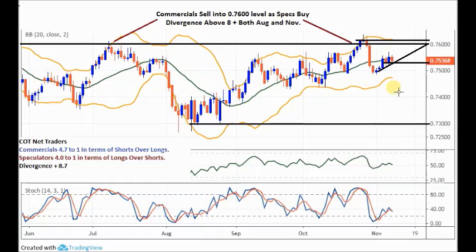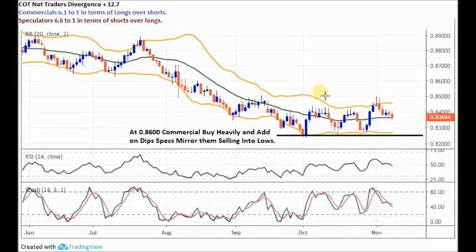What I'm going to do now is look at NZD CAD. Right, NZD CAD. Now, in terms of COT net traders positions first, this is the biggest divergence in terms of CAD pairs between the commercials and specs. Commercials are 6.1 to 1 in terms of longs over shorts, so pretty bullish. Speculators are 6.6 to 1 in terms of shorts over longs, so very bearish. Divergence between the two groups, 12.7.